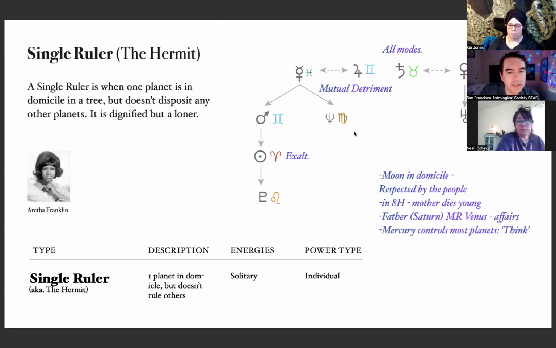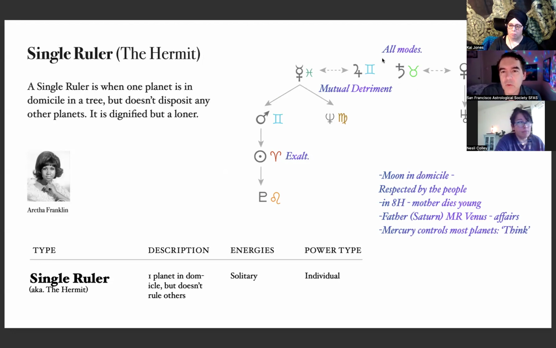Single ruler. So this is what I was talking about. This is a planet that has dignity by domicile. So you can see the Moon here in the upper right. It's in Cancer. It doesn't really have any responsibilities to any other planets. It's just off by itself.